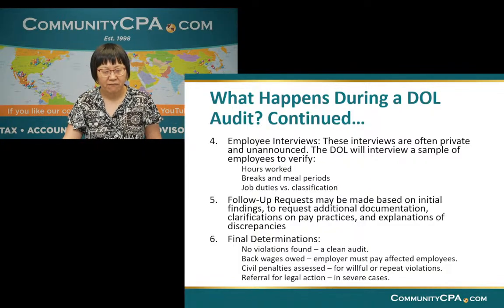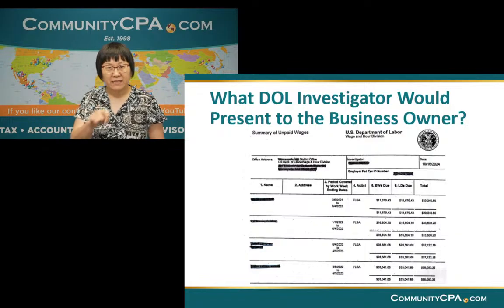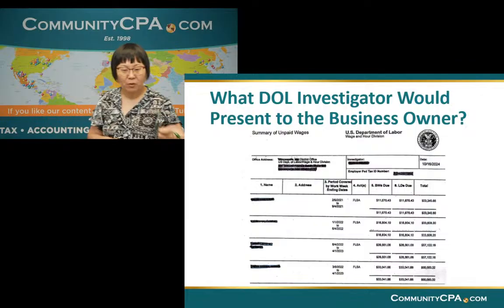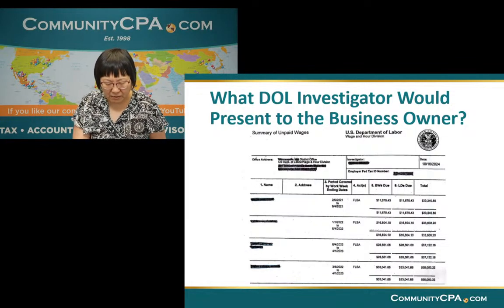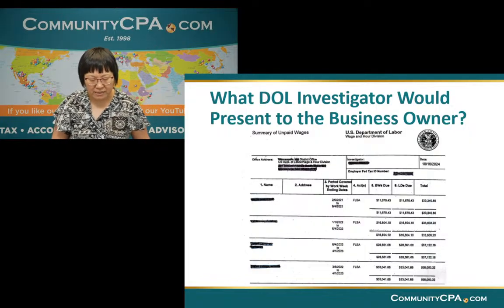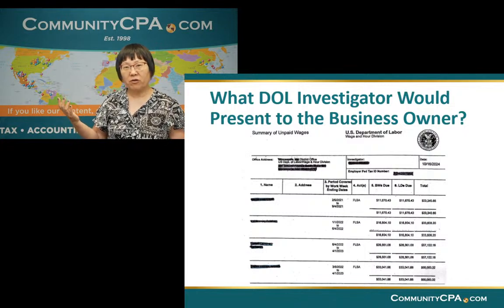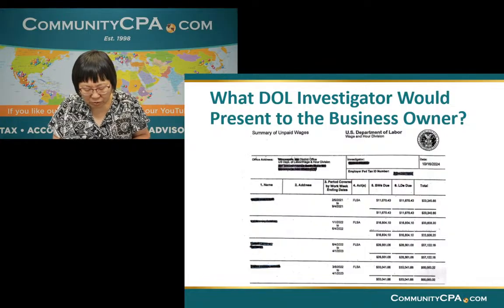So this is what the investigator would give you. I have that on the screen for you. They are presenting it to you, and you can see here the employee's name, possibly the employee's address, and the time they worked for you. If they investigate you for 3 years, it could be all 3 years. Then they want to show you the amount you owe to the employee.